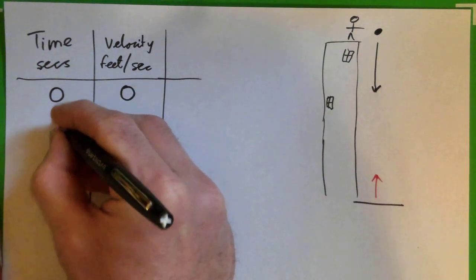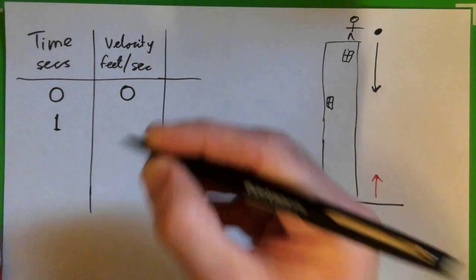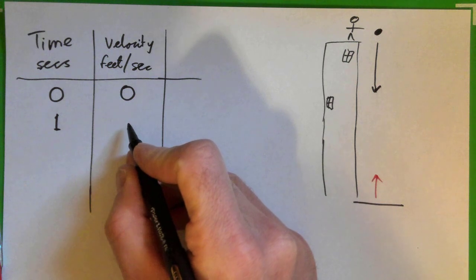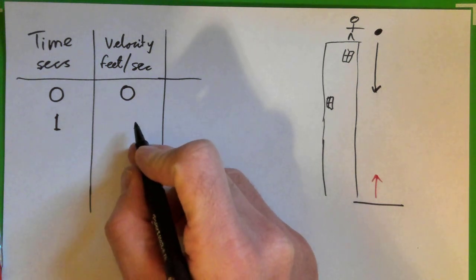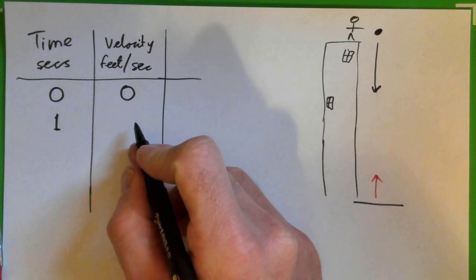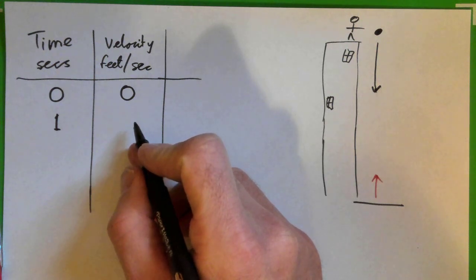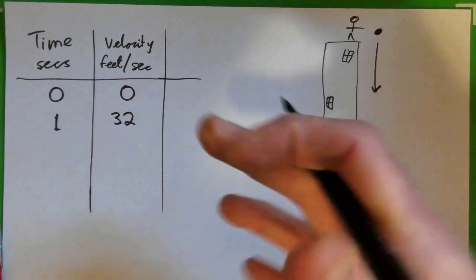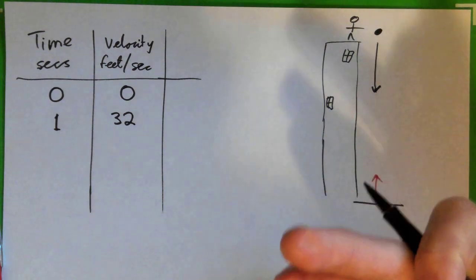But after 1 second, what's the velocity of the rock? Press pause on the video and write it down. What is the velocity of the rock after 1 second? It tells you there in the question. So the velocity is 32 feet per second. That's the speed of the rock, 32 feet per second.